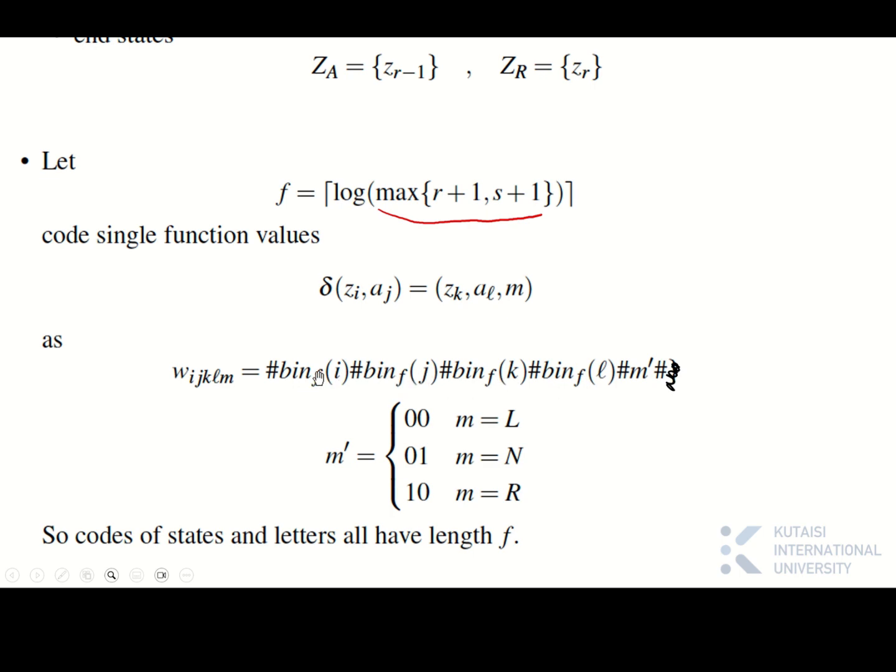So this basically tells you that in state z_i, if you read a_j, you go to state z_k, you overwrite letter a_l, and you make movement m prime, and m prime you want in binary, so you put 0, 0 if it's left, 0, 1 stands for neutral, and 1, 0 stands for right. Okay, so now this thing is like binary things. All of them are length f other than m. So m is length 2, so length f, f, f, f, f. So this will be 1, 2, 3, 4, 5 times length f, or 4 times length f plus 2. And then you have additional hashtags. So codes of states and letters all have length f.